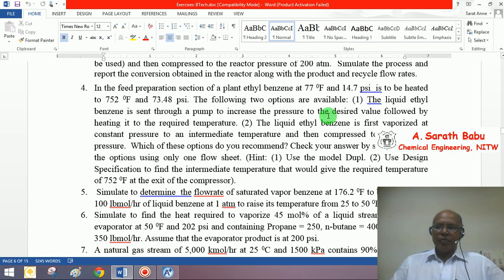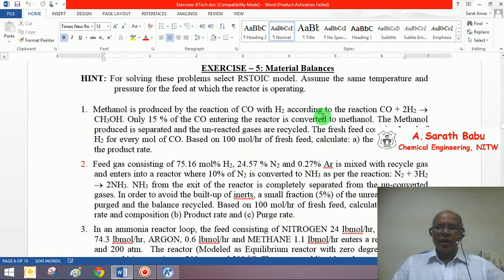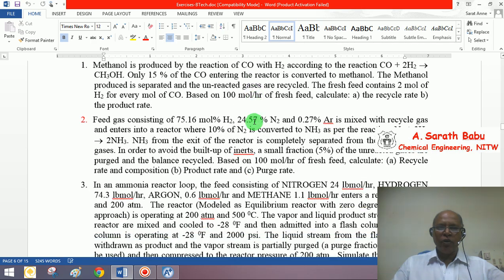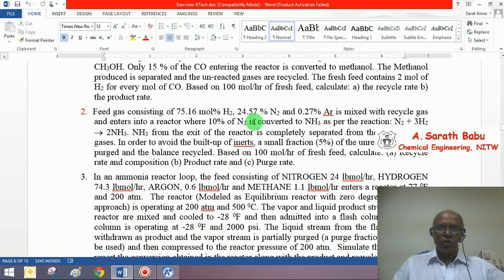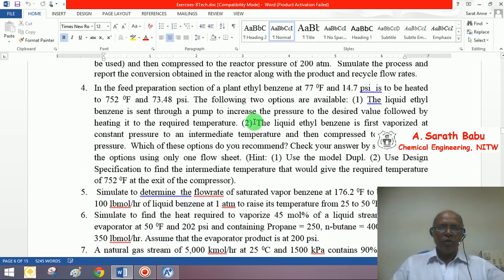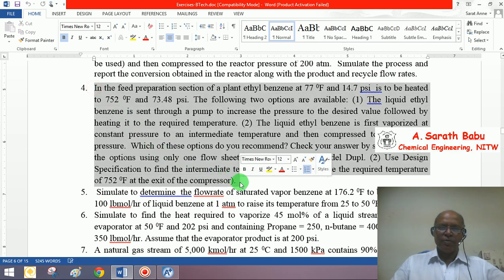Yeah, welcome back. We have been doing some exercises under this material balances. So in the first two examples, we were able to carry out some simple mass balance calculations. Now let me take up another problem which involves energy balances.